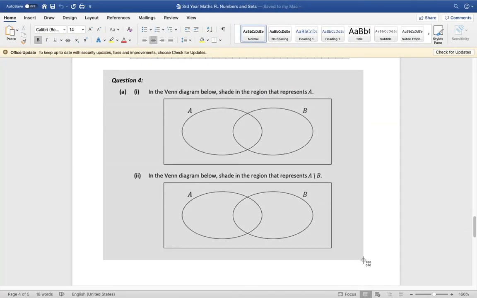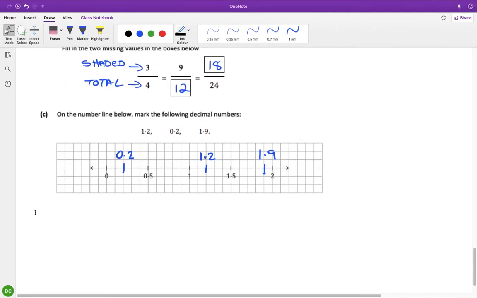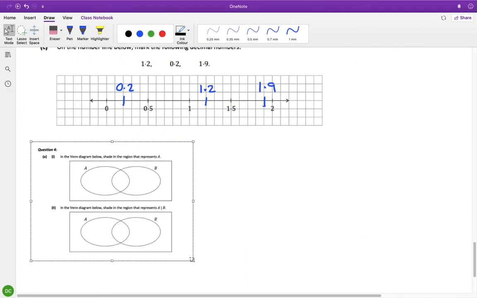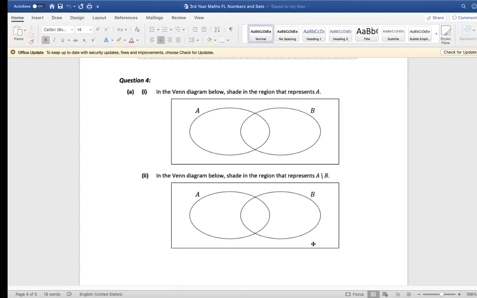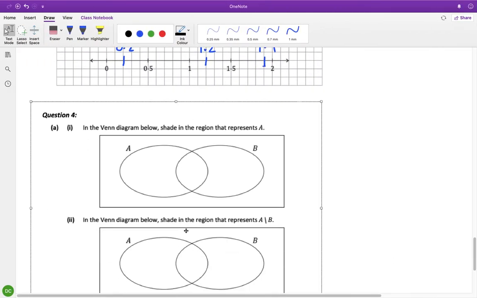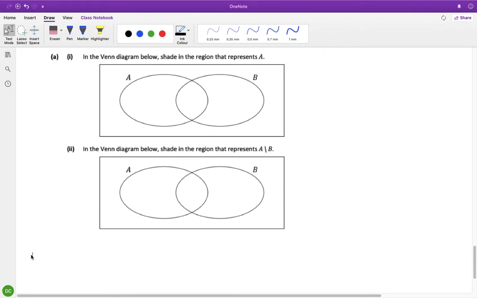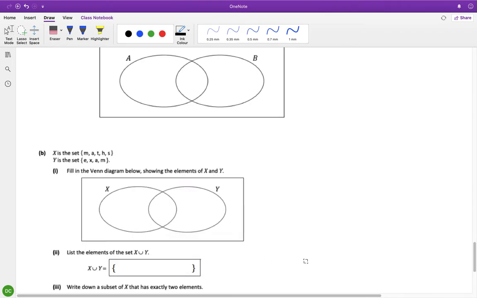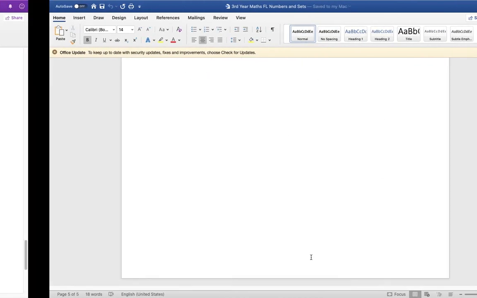And then question 4, which is back to sets again. Is that all? Oh no, there's more. Sorry. Just get the whole thing down. Yep, that's the end of it.